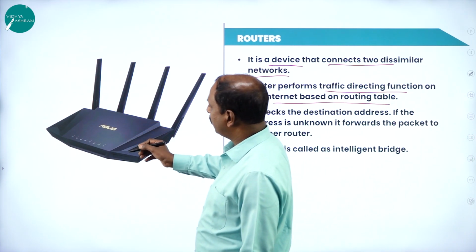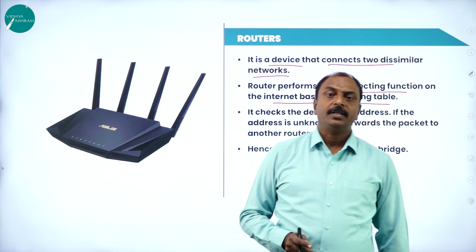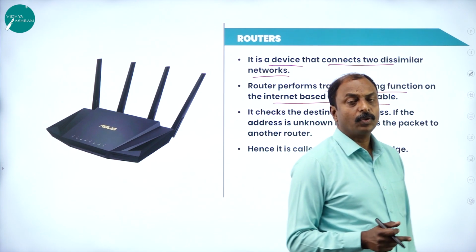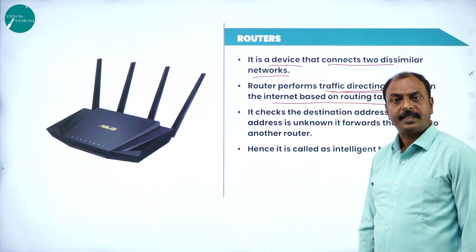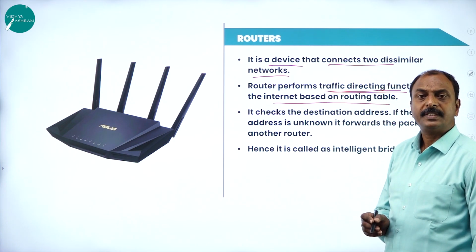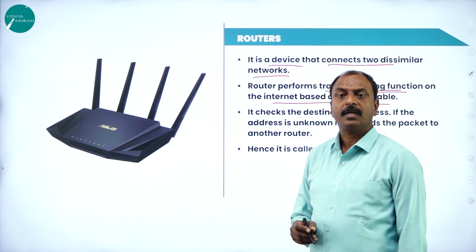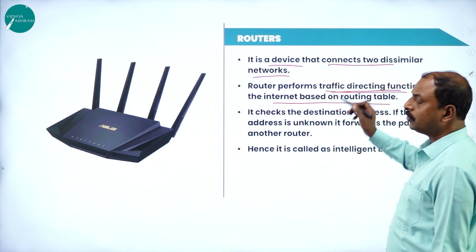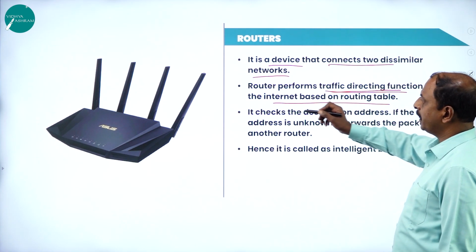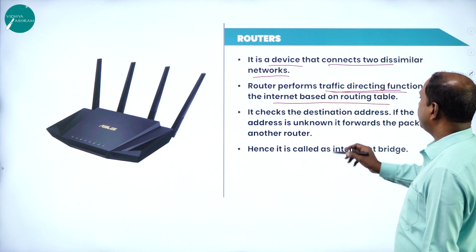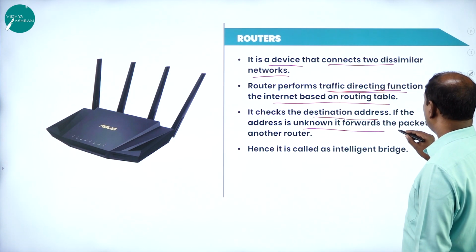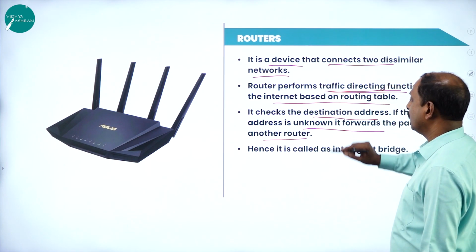Actually, this is an instrument, and each and every router creates its own routing table. It directs the data signal to be passed between the host and destination by selecting the better path or the best route between those two computers. That is the main function of a router. It is called an intelligent device, and it checks the destination address. If the address is unknown, it forwards the packet to another router.